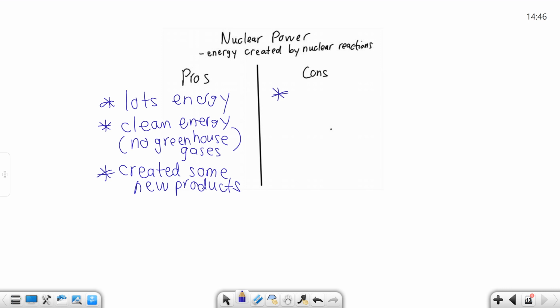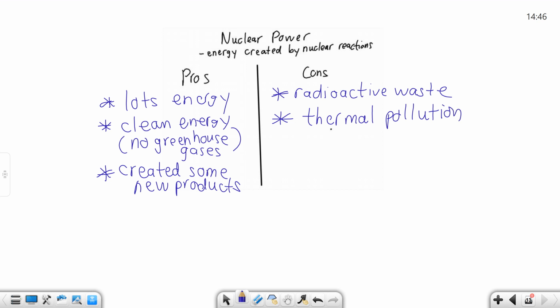Cons, the main ones clearly, first off, radioactive waste. Major bad one there. 2, I just blanked on that. Oh, it can cause thermal pollution. If you remember what thermal pollution is, it can heat up lakes and ponds. It could possibly destroy waterways.